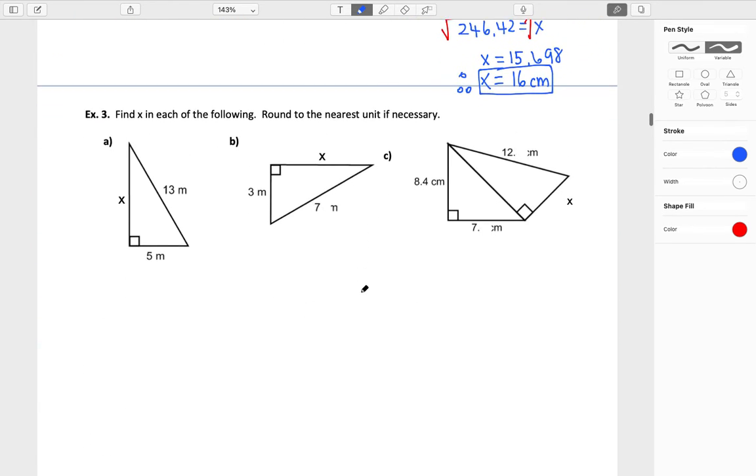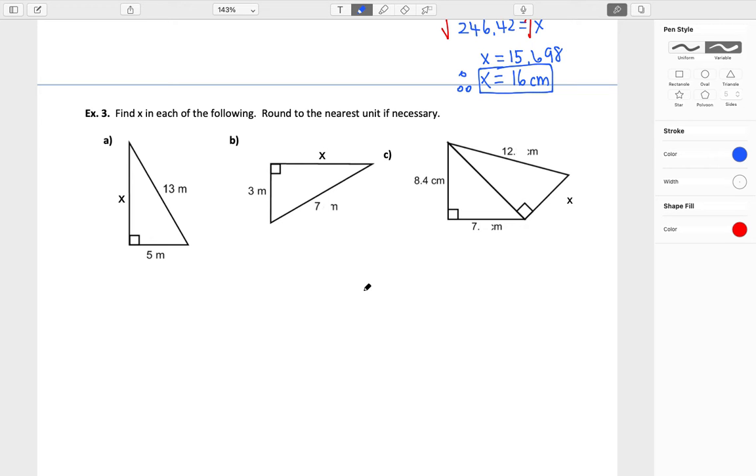Now let's continue and go over example 3. Sometimes you may not be looking for a hypotenuse. You may be looking for a different length, which we call legs. So let's take a look at letter B.